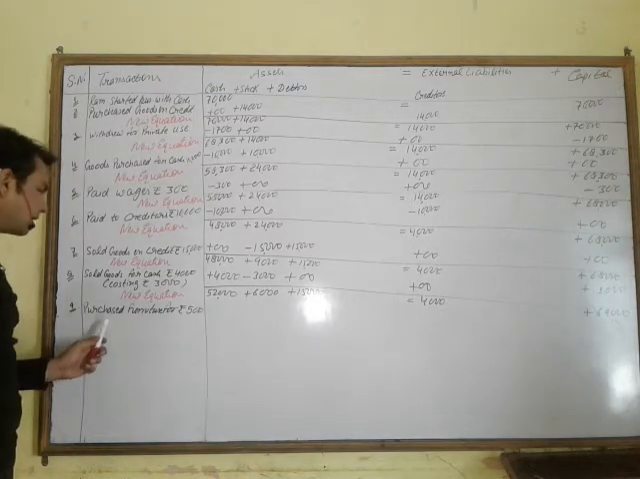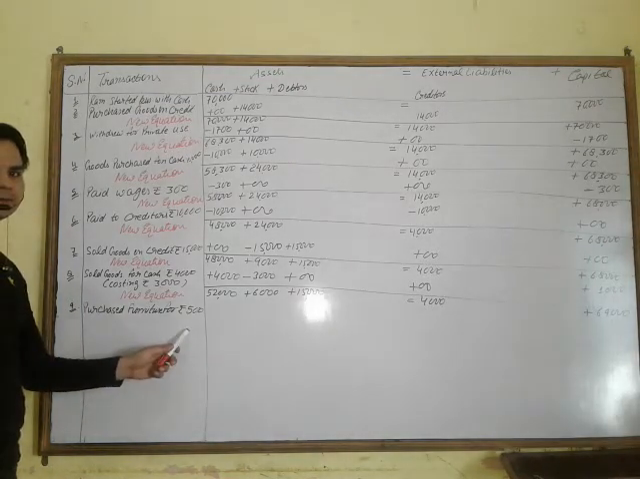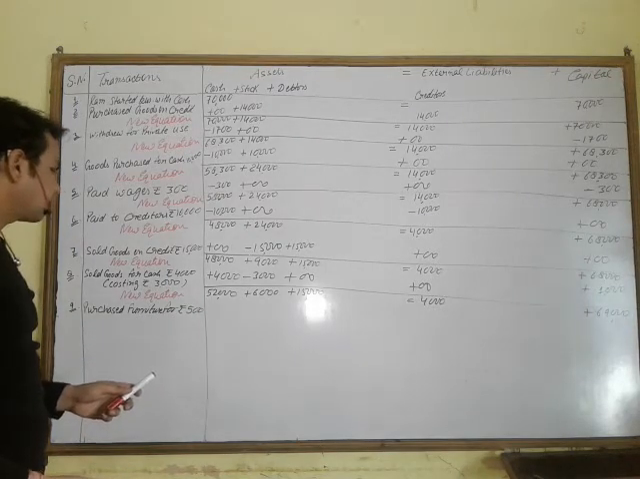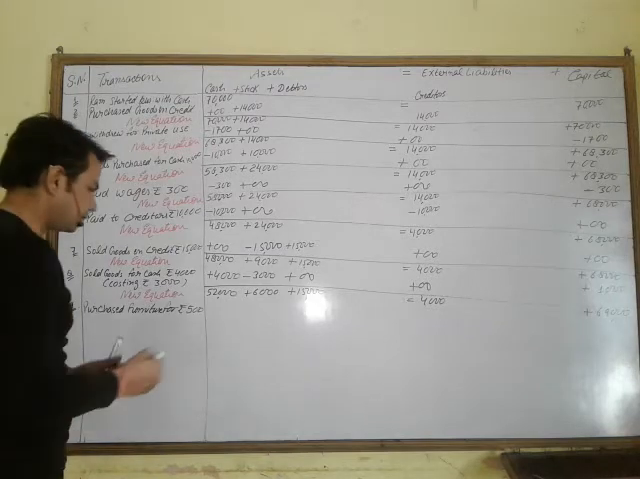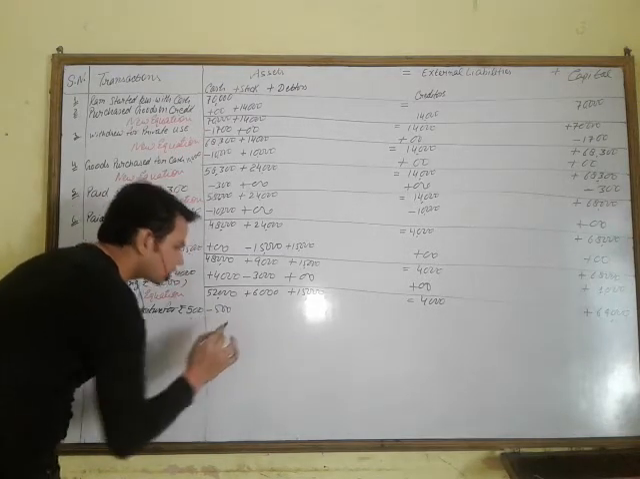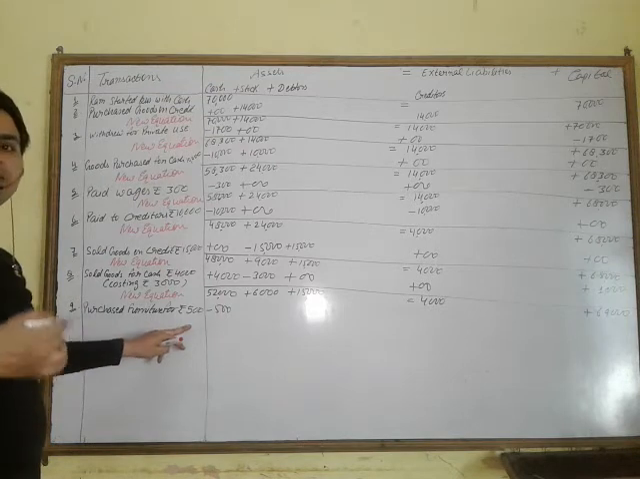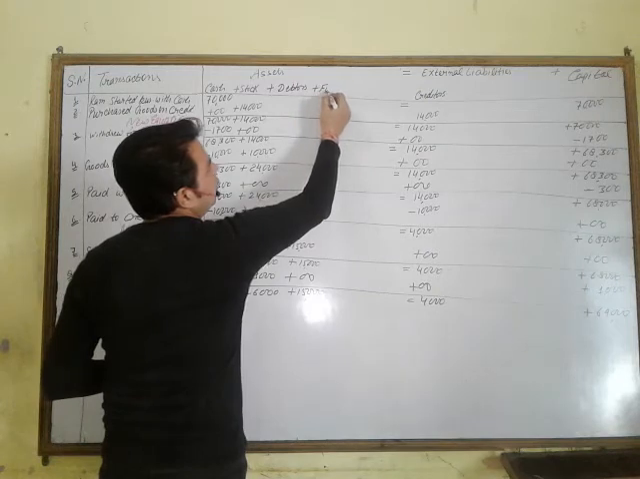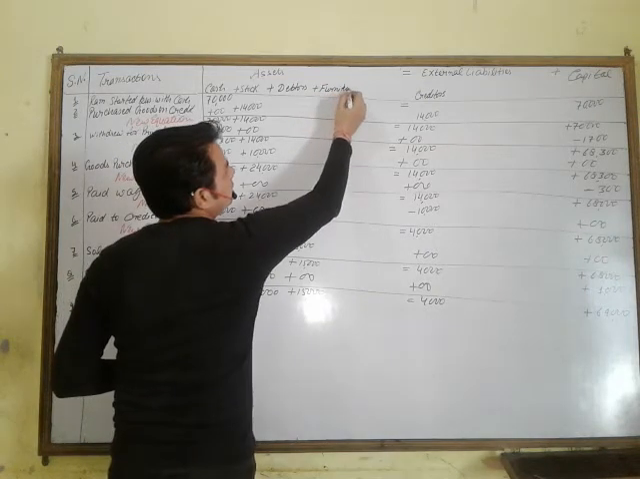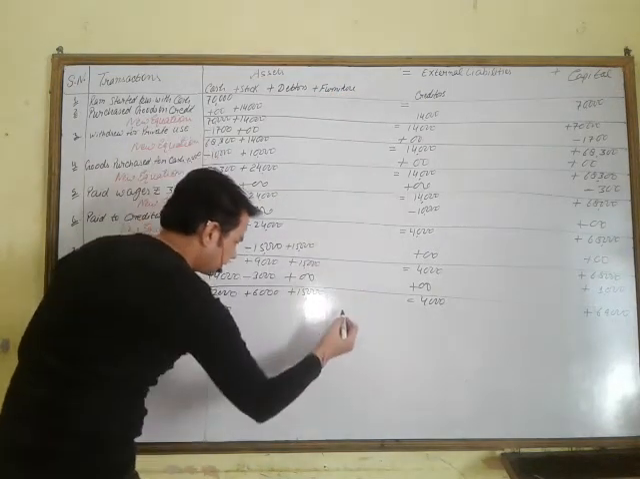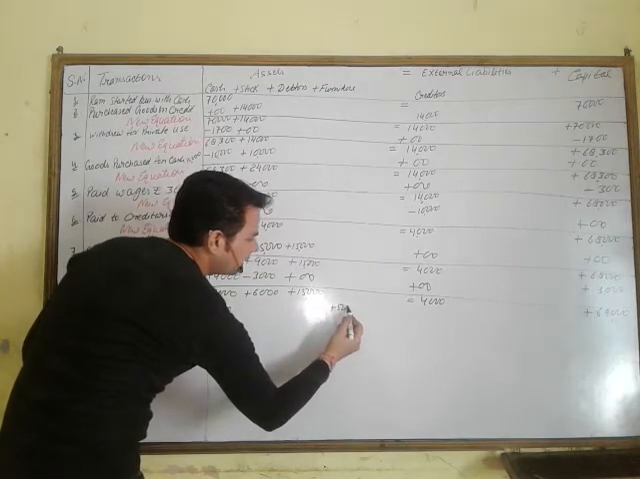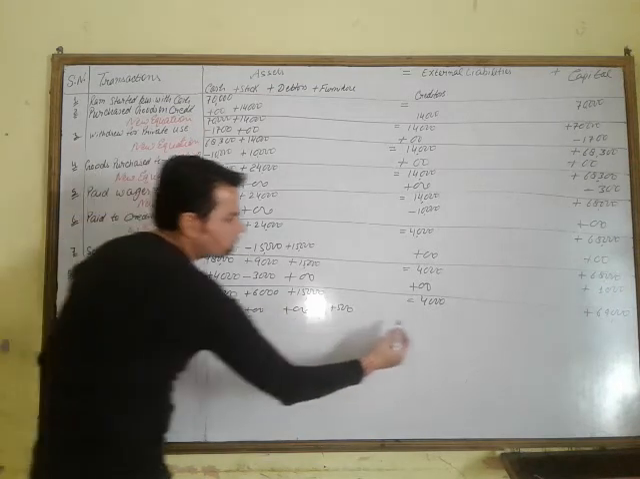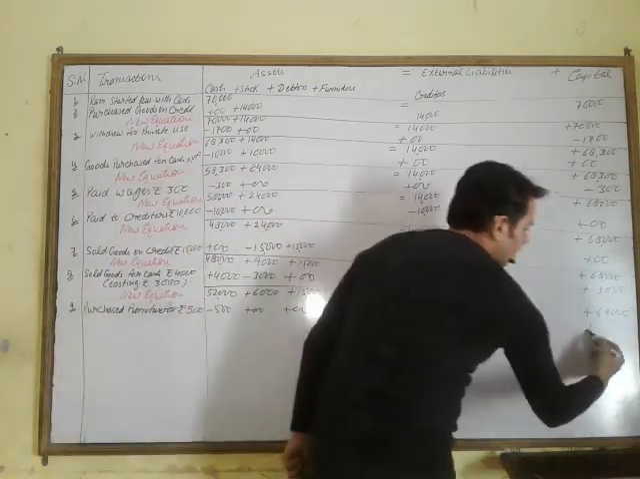Next, purchased furniture, rupees 4,500. When we purchase the furniture, it means it will reduce the cash. So minus from cash. It will increase the furniture. So add a new head in the asset side in the name of furniture. And in the same line, add 4,500. Now add 0 in the creditors, add 0.